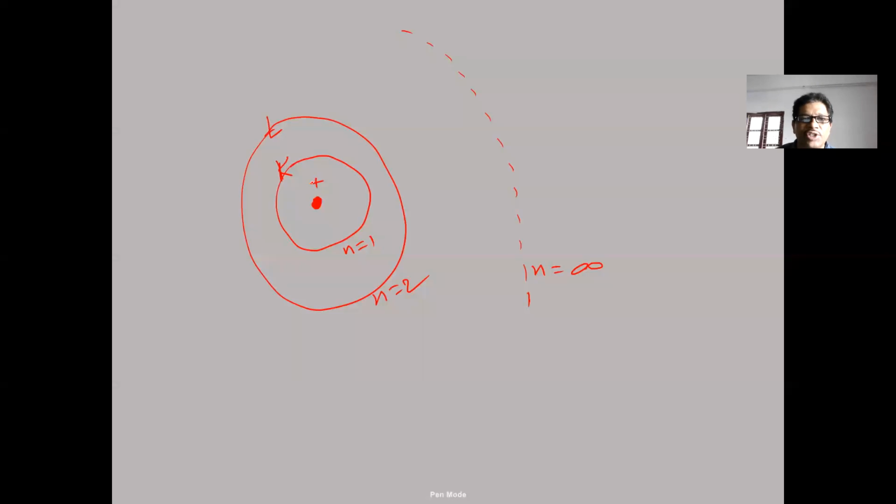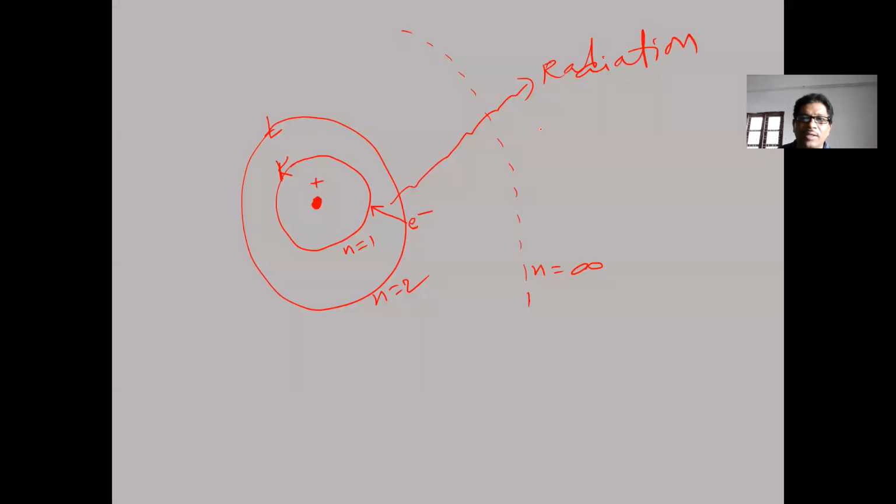The nucleus has positive charge. Suppose an electron jumps from the second orbit to the first orbit. In this case, what happens? Some amount of energy is released. This energy is released in the form of radiation.